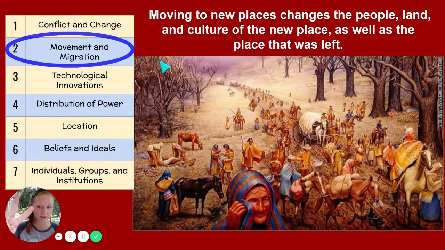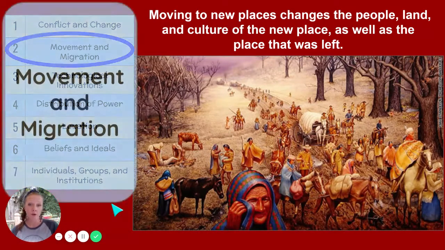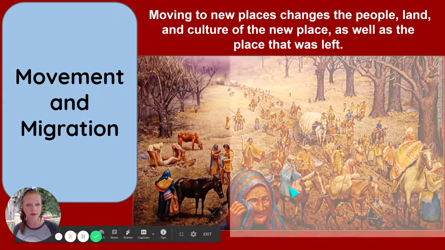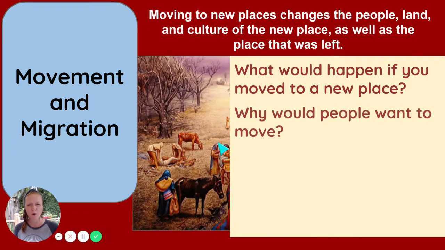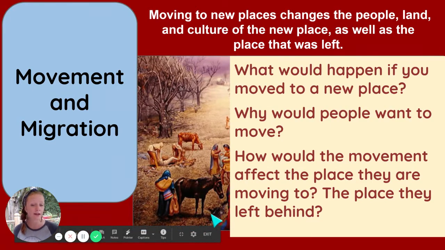Okay, if you held up 2 fingers and said movement and migration, I agree with you. This is an image of an event in history called the Trail of Tears, where American Indians were forcefully removed from their territory. We'll learn more about this in 4th grade, and some questions that you can ask yourself when you're learning about groups of people moving from one place to another are: what would happen if you moved to a new place? Why would people want to move? How would that movement affect the place they are moving to and the place they are leaving behind?